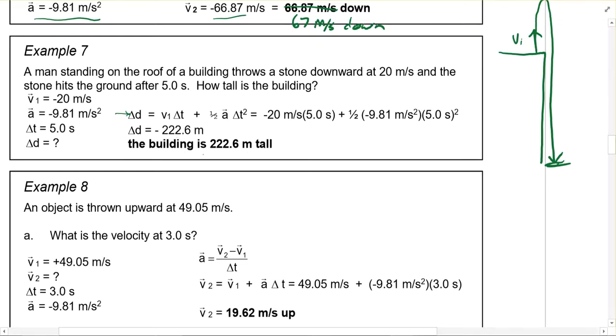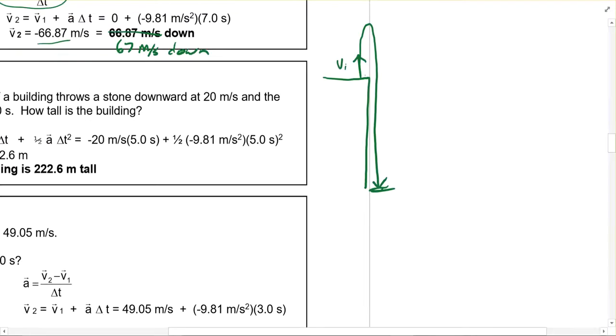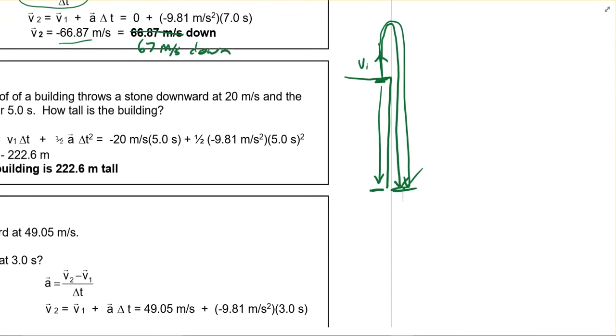222.6 meters. So just to be clear, this is a displacement, right? So this is actually the distance from here to here, and it's negative, so that means it's down. So you started here and it's down. Some people get confused on this and they think it's all the way up and then all the way back down. That was 222.6 meters. But no, it's from where you started to the bottom.